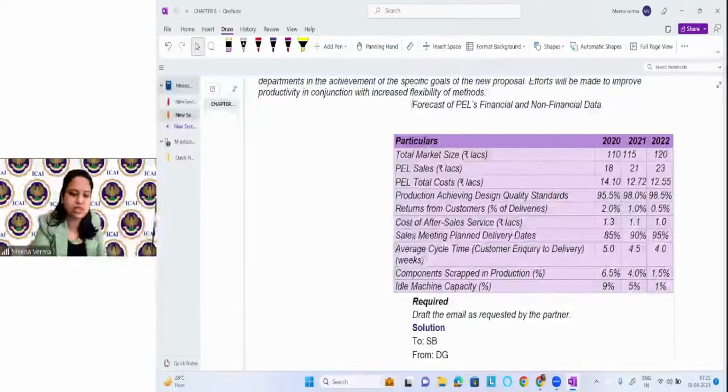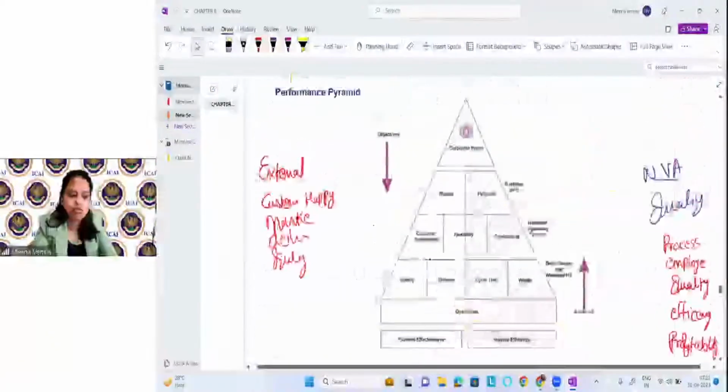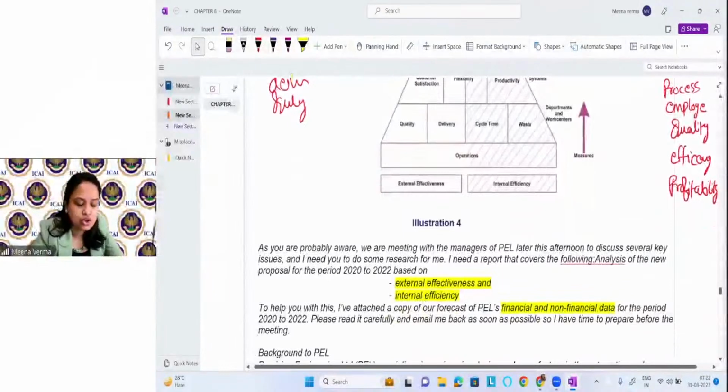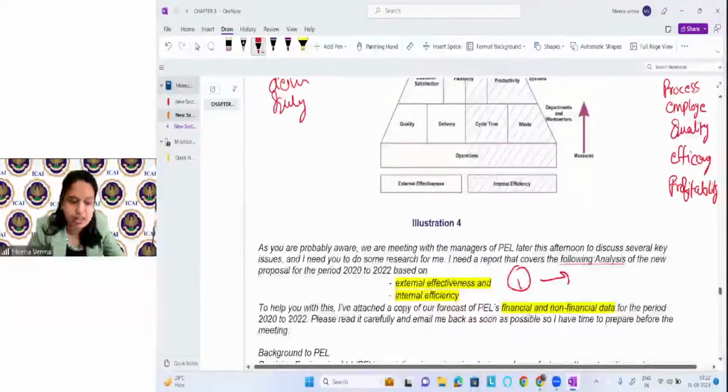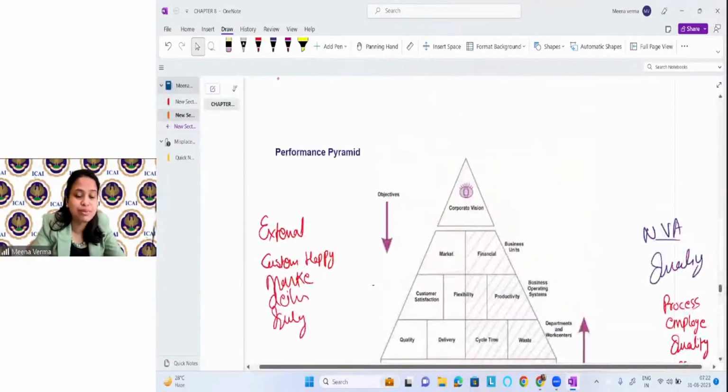This question may come to your mind. If you read the question, there is no hint of which model. But one hint is given here: your report should be on external effectiveness and internal efficiency. This gives me a clear indication. Also, financial and non-financial data have been given. This gives me a clear indication that we will use the performance pyramid here.